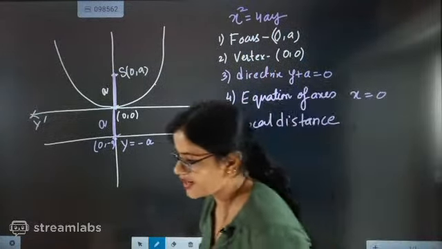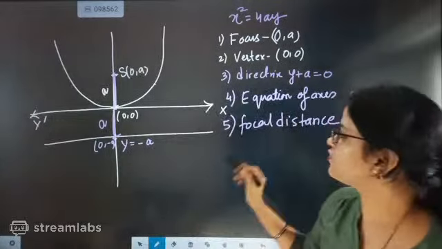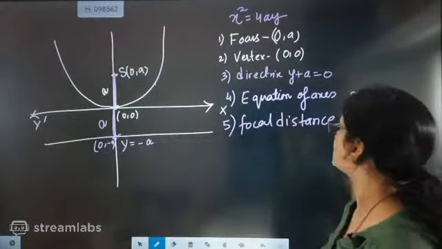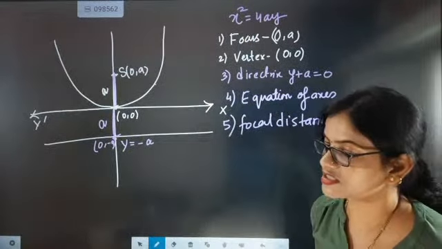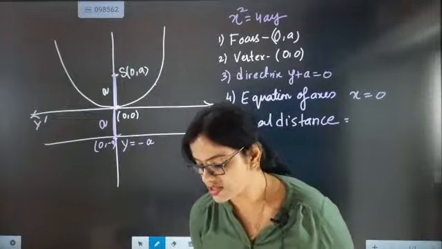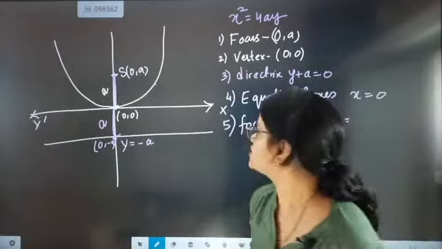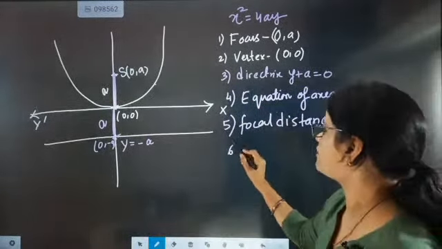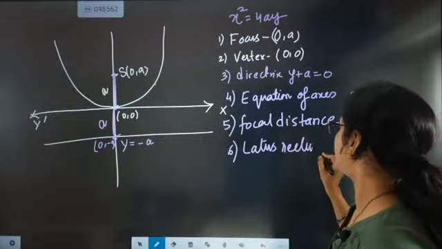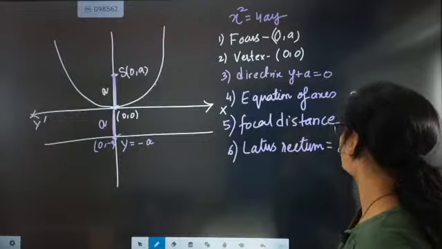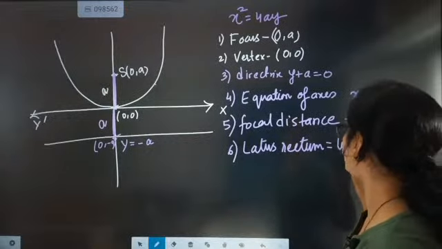Which type of directrix equation is going to come? That is the focal distance. What will be the focal distance? Think about it and say. Then the latus rectum, the last part, will be left. The latus rectum remains the same here. It will be 4a.